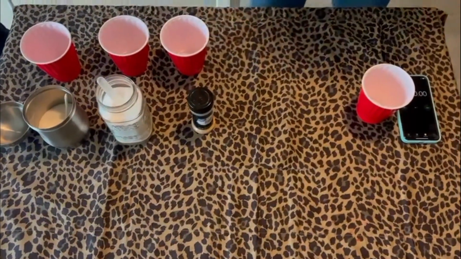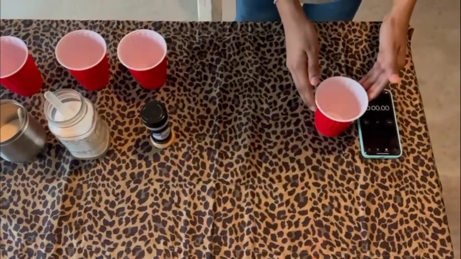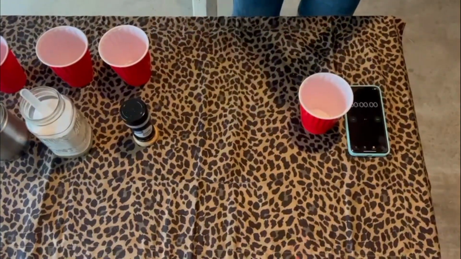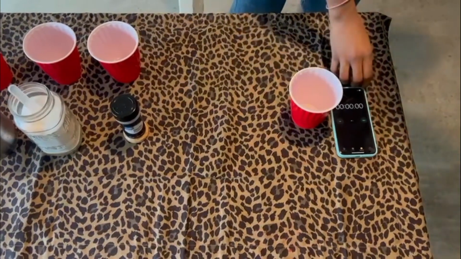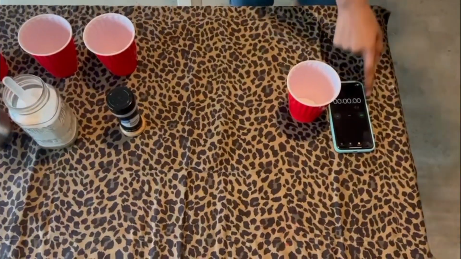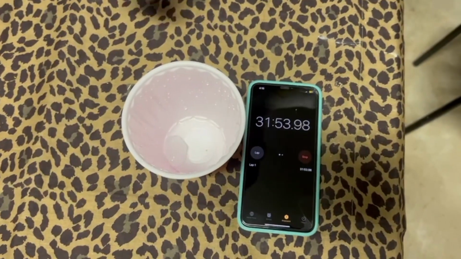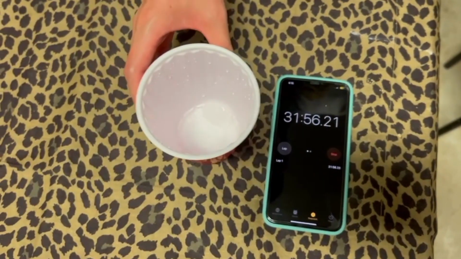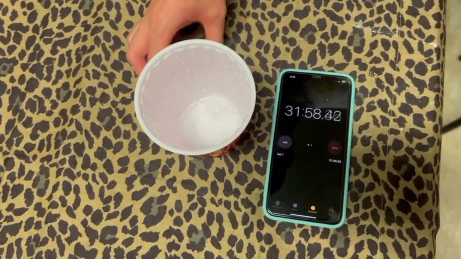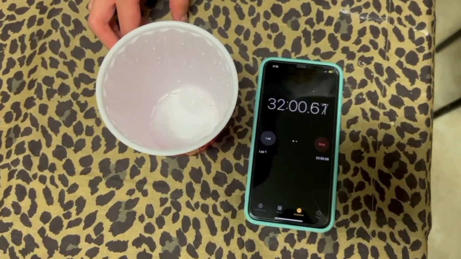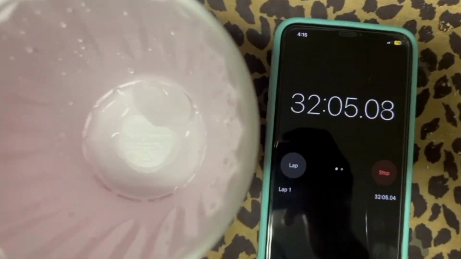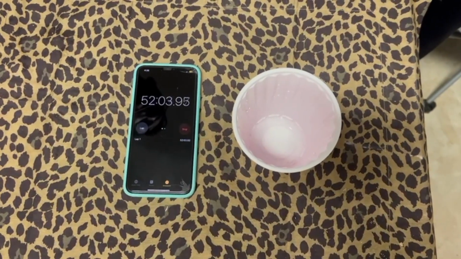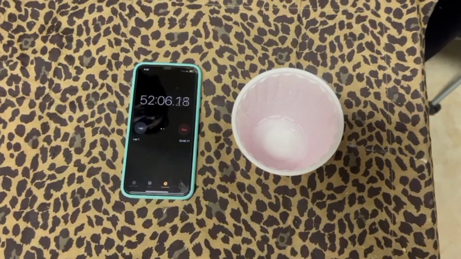First off, we want to be starting off with our control, which is the ice, the normal time it takes for an ice cube to melt with no substances on top. So let's see how long it takes for it to melt. So it's been around 32 minutes, and the control, which is the ice without anything in it, has like halfway melted. The control melted after 52 minutes.